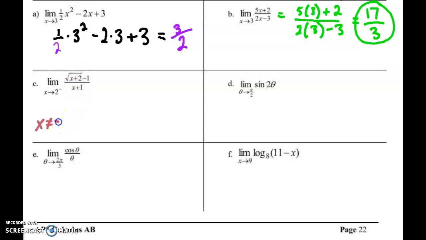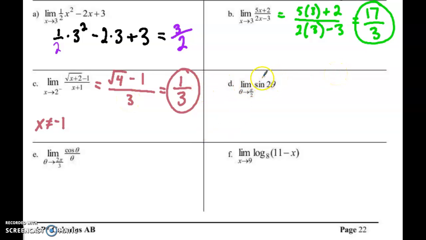So x cannot be -1 because of the denominator, but we also want to be careful with the square root. We can only square root positive numbers. Well, if you put 2 in for this problem, 2 plus 2 is 4. We can square root that. So square root of 4 minus 1 over 2 plus 1 is 3. So what we're looking at is square root of 4 is 2, minus 1 is 1. So that is okay. This is defined and continuous on that problem.